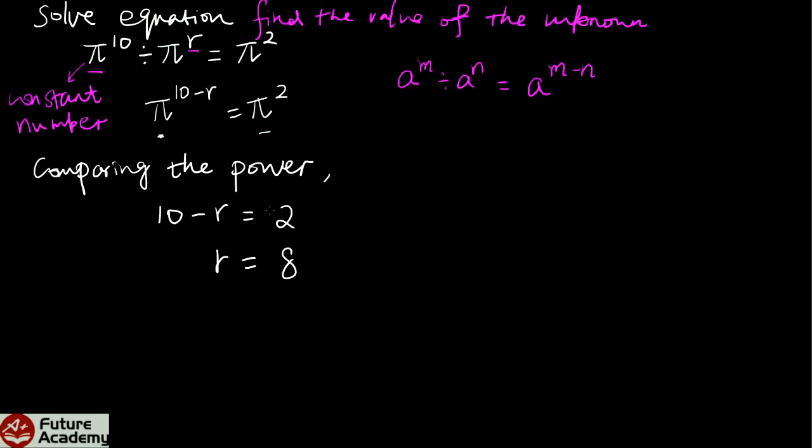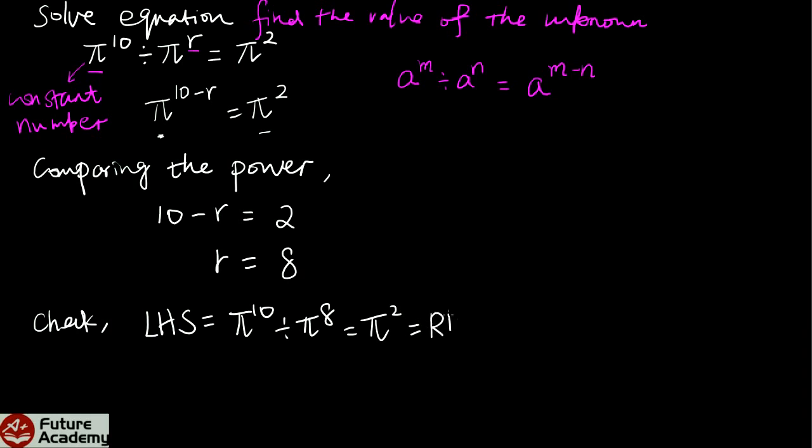For an indicial equation, please always remember to check your answer. Okay, how do you check? When you check, you shall look at what is the value on the left hand side. Pi to the power of 10 divided by pi to the power of 8 is pi to the power of 2, and it is the same as the right hand side. Okay, so therefore r equals 8 is the correct answer.